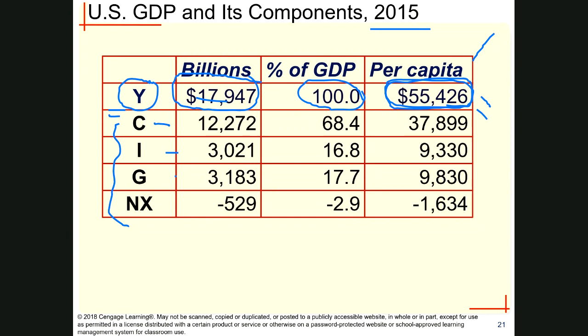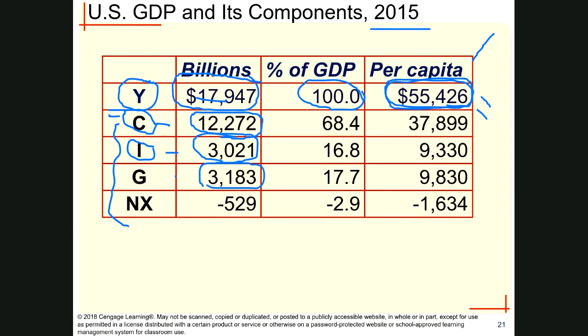Then we branch out into these four components. About 12 trillion of it, a big chunk, is part of the household expenditure. About 3 trillion is part of the investment expenditure. Government expends about $3 trillion.